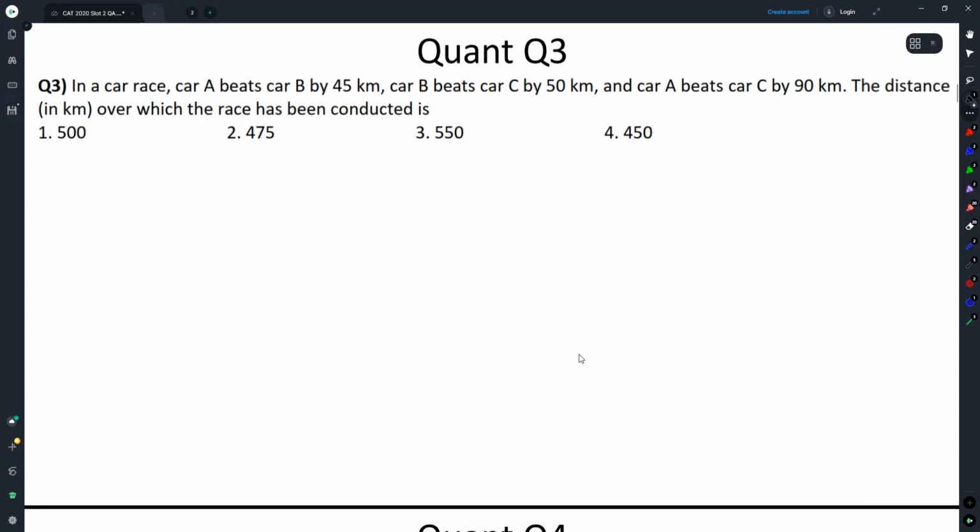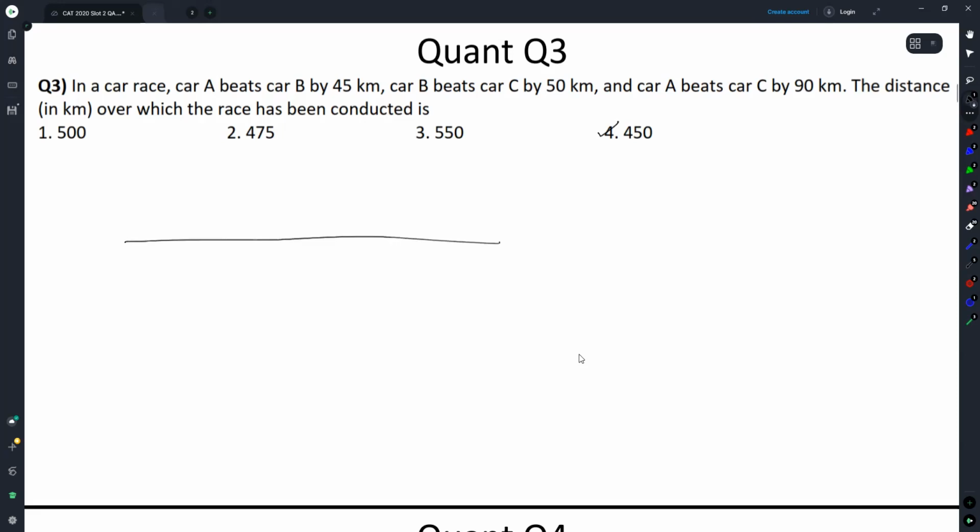Can you also remember there was a very, very similar question to this in slot 1? Okay, so I see in the time that B has covered 45, he has managed to increase his lead over C by 5. Finally, he has a lead of 50. So distance should be 450.